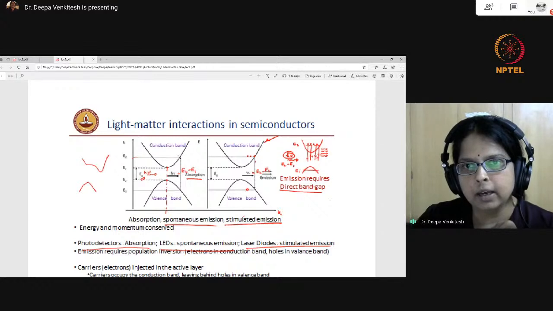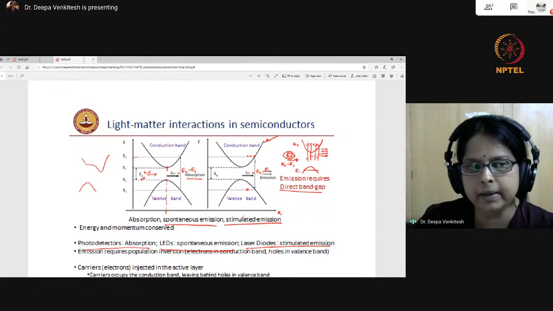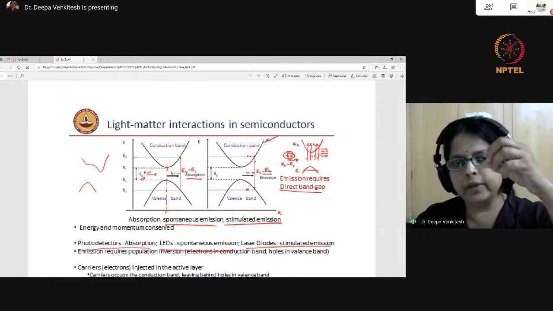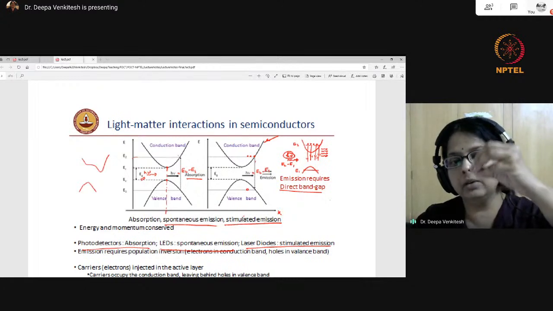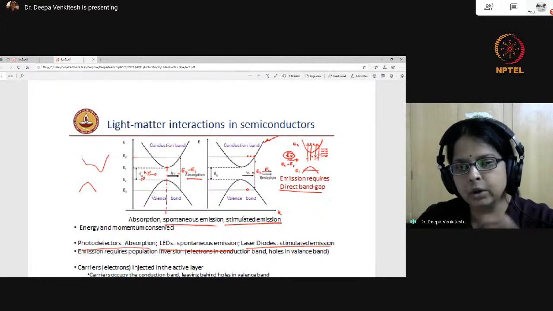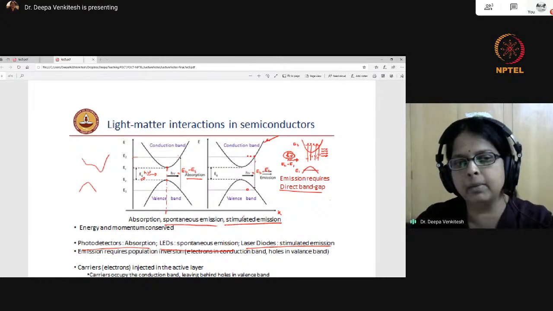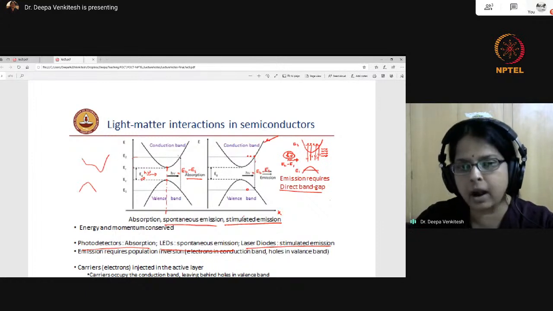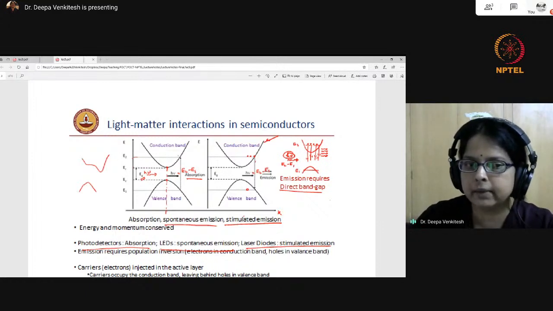So in terms of writing the probability, you do not know whether this given electron in the excited state is going to undergo radiative transition or non-radiative transition. So in the rate equation, what you're doing is trying to write down the probability of transition. So you have to account for both radiative and non-radiative transition.